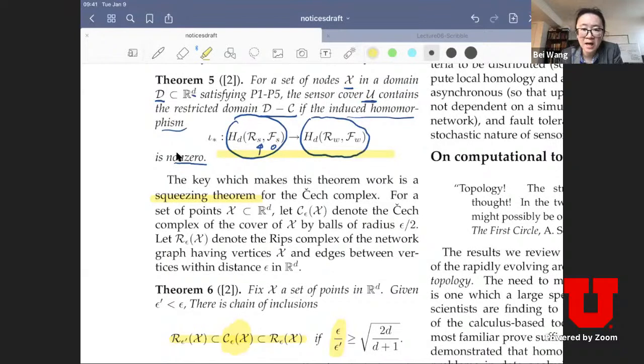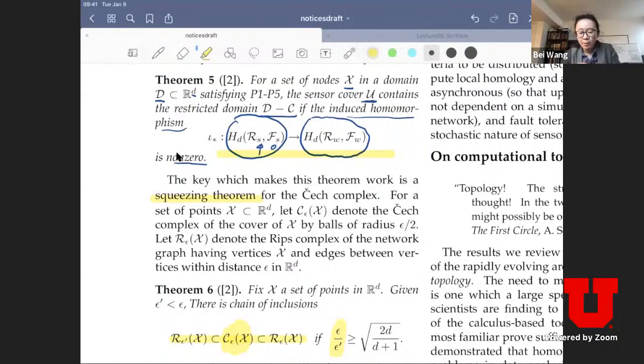So again, on a high level, based on the theorem on this page, all it's saying is that instead of trying to compute the homology of the Čech complex at a fixed radius, I'm going to compute the evolution of homology of the Rips complex between two separate radii. And that's what this theorem means.